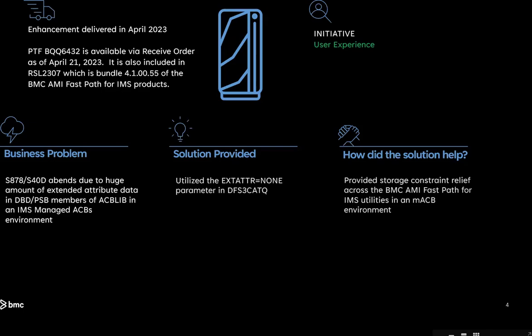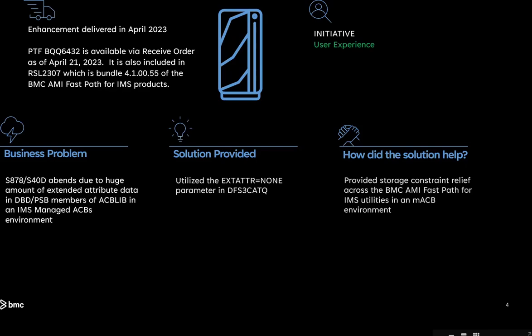So that could result in abends in the API execution, and our BMC-AMI fastpath for IMS utilities will become unusable in such circumstances. So that's predominantly the business problem that was reported first by this particular customer. And then we realized that this could be a problem for many customers down the path. So we worked on a solution.